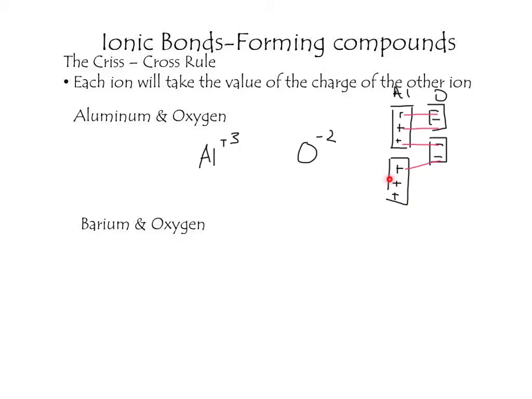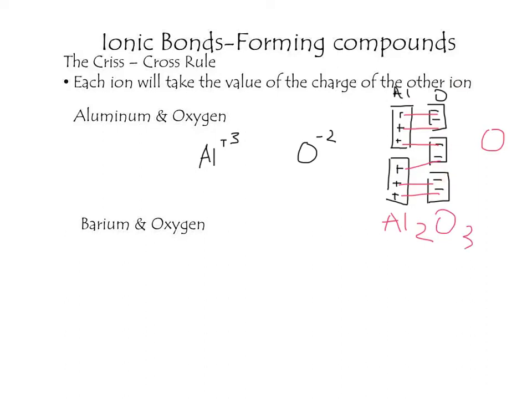So let's add 1 more oxygen. This oxygen has 2 negative charges. Look at here, finally all the charges cancel each other out, and now I have an overall charge of 0. How many aluminums did it take? Let's count. There are 1, 2 aluminums, so I would write Al2, and there are 1, 2, 3 oxygens, so I'm going to write O3.